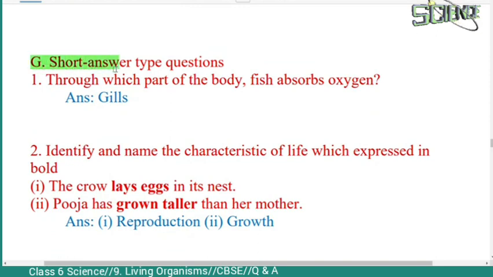Next, main short answer type questions. First question is, through which part of the body does a fish absorb oxygen? Answer, gills. Through the gills, fish absorb oxygen.